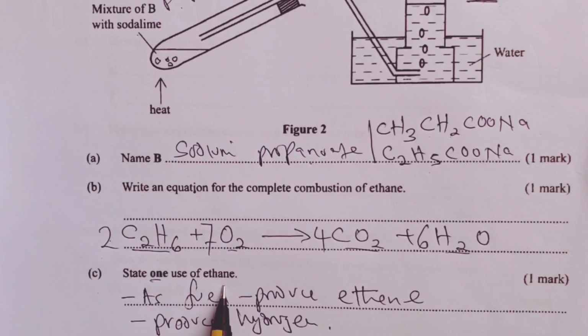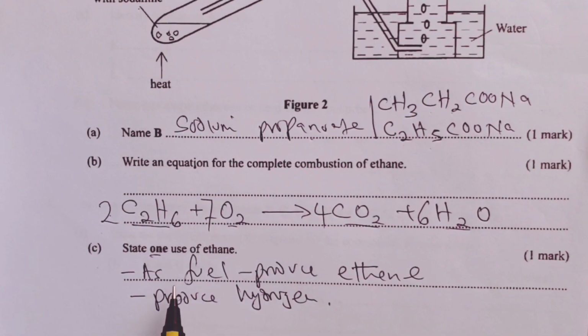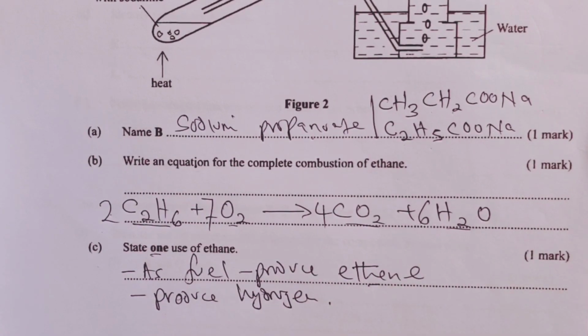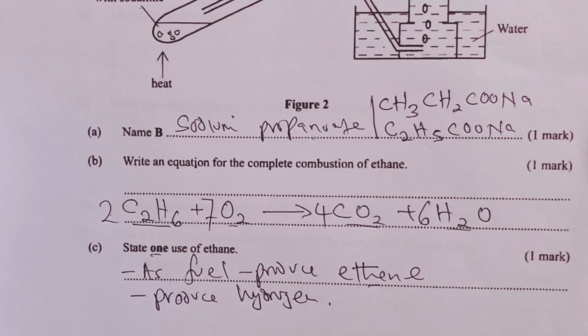Uses of ethane, we've discussed this earlier. We can use it as fuel, to produce ethene through what we just called steam cracking, and we can also obtain hydrogen from ethane. We end the video by finally looking at question number 20 of the year 2017.